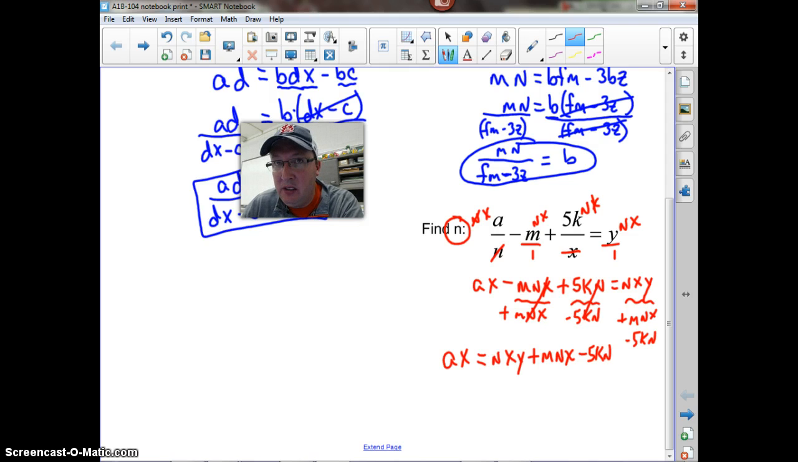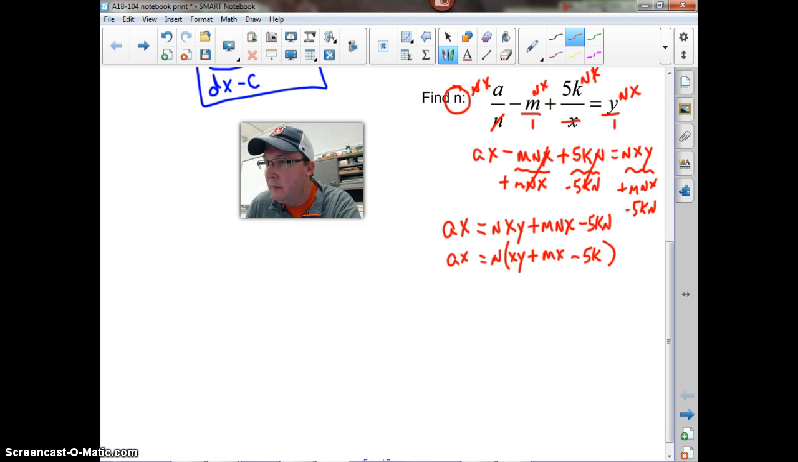Next step is I want to factor out that n, that thing that I'm solving for. So I pull n out of all these terms. That leaves, on the first one, an xy plus mx minus 5k. All that equals ax. Let's move this up a little bit. Next, I'm trying to finish getting that n by itself, so I'm going to divide by that group, xy plus mx minus 5k.